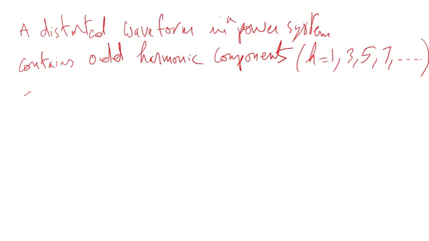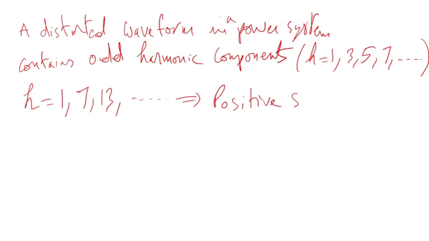So then we can write h is equal to 1 or 7 or 13 and so on and so forth, those are positive sequence. And you can go through the exercise that I went through. You can take 7 times that phase sequence of 0 degrees, minus 120 degrees, 120 degrees, and if you go through, you will find that indeed they are positive sequence.